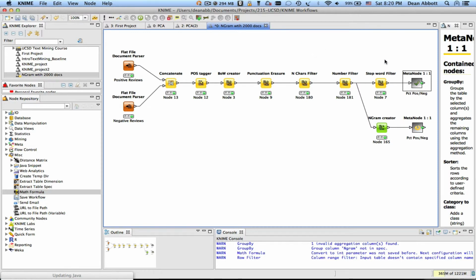And with that, hopefully that explains exactly what I was doing and why I was doing it. I'll create a separate video for the n-grams, and we can look at that at a later time.